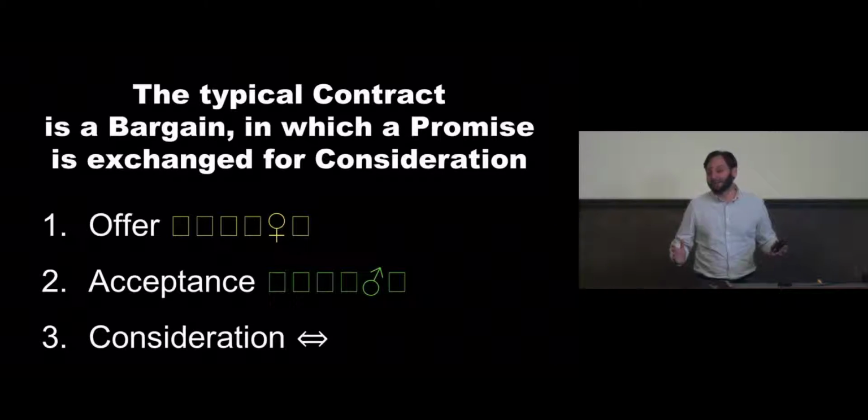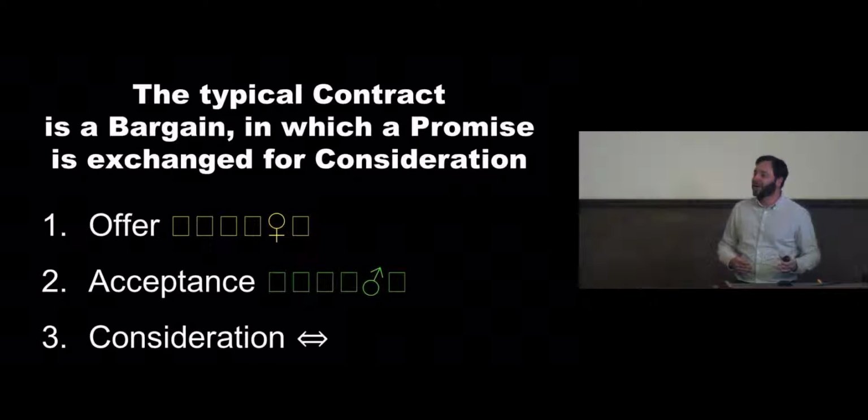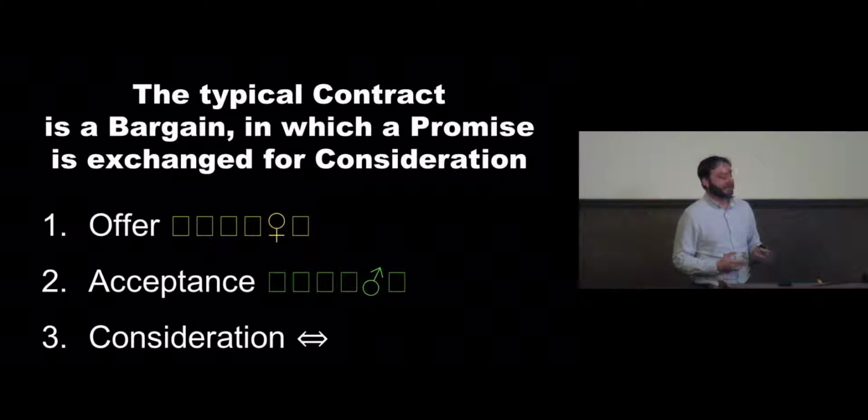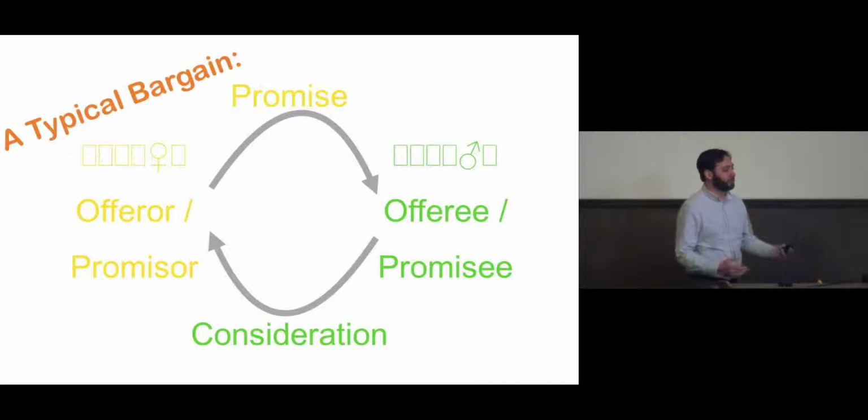We have our two characters, right? We have our offeror and our offeree identified here. And a typical contract is a bargain between the offeror and the offeree in which a promise is exchanged for consideration. And that looks effectively like this, right? Here's our typical bargain image.